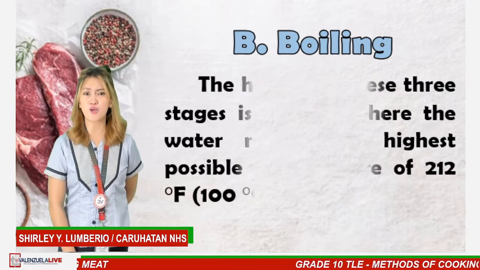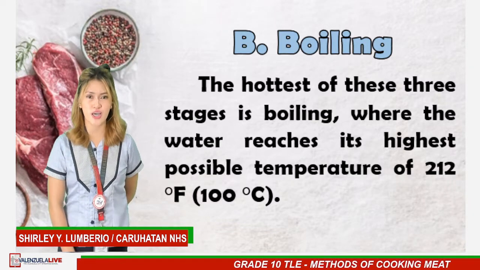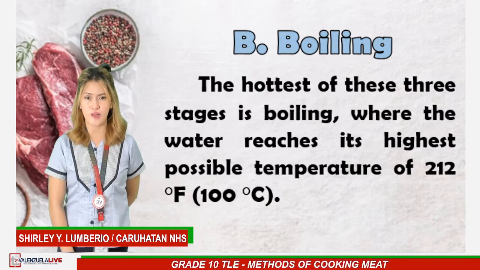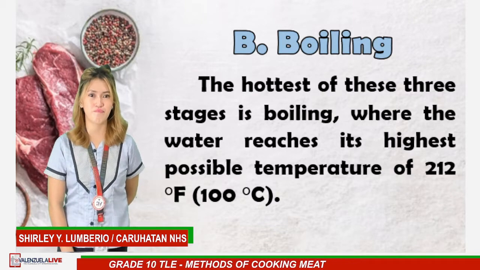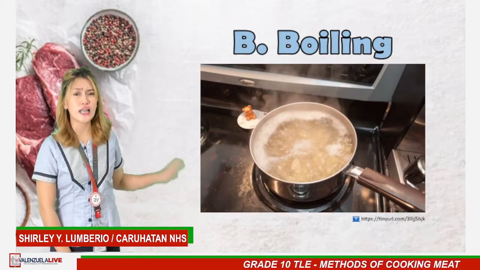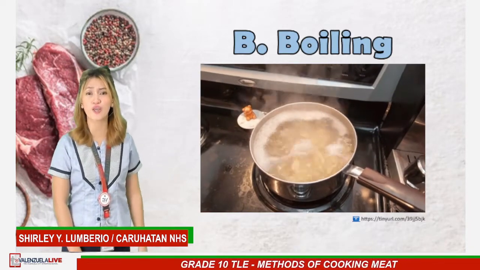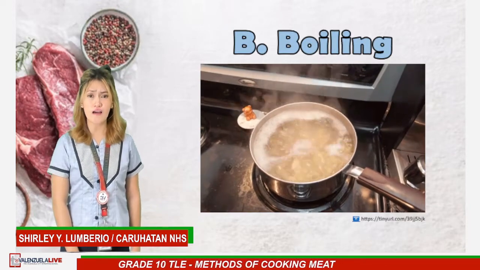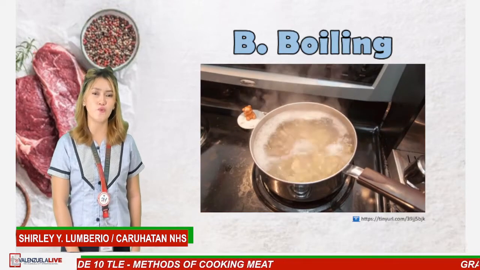Next is boiling. The hottest of these three stages is boiling, where the water reaches its highest possible temperature of 212 degrees Fahrenheit or 100 degrees Celsius. It's actually the least likely of the three to be used for cooking. That's because the violent agitation caused by the rolling boil can be too rough on food and will often damage it.